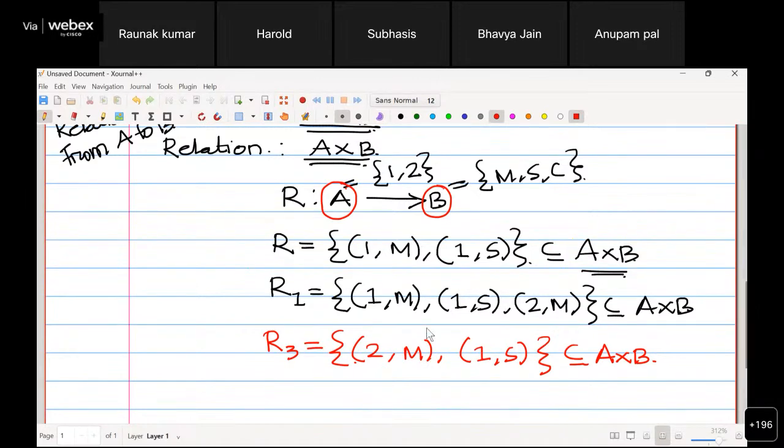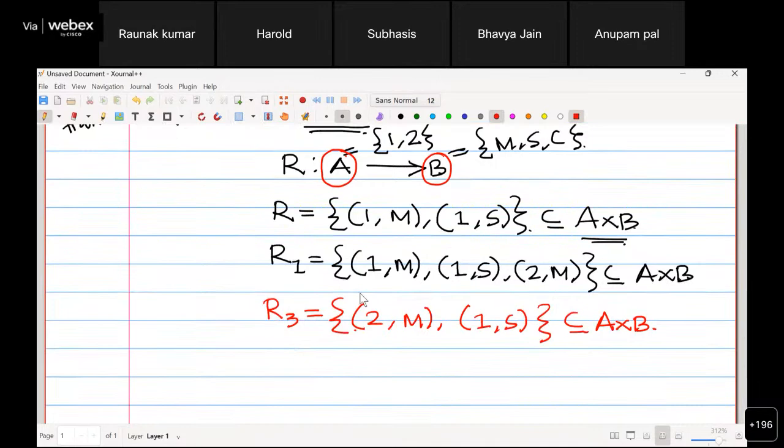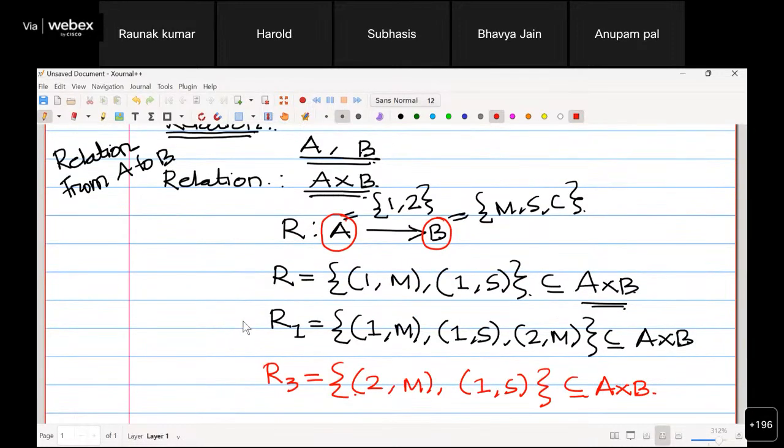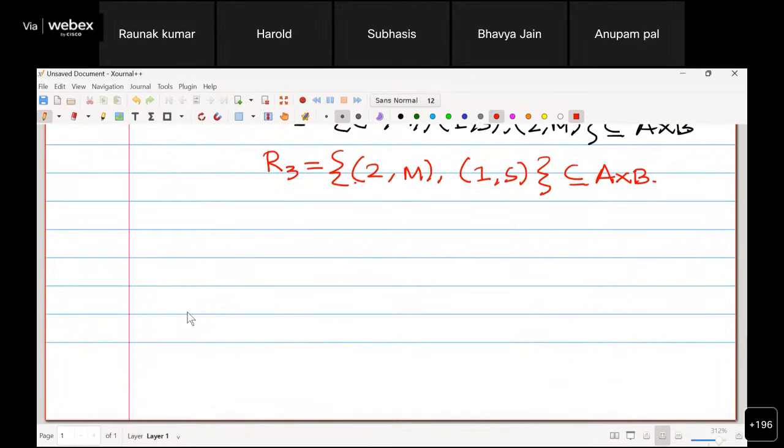So for the same sets A and B, we can have multiple relations from set A to B. This is how you define a relation. Once we have relations, then we have types of relations.